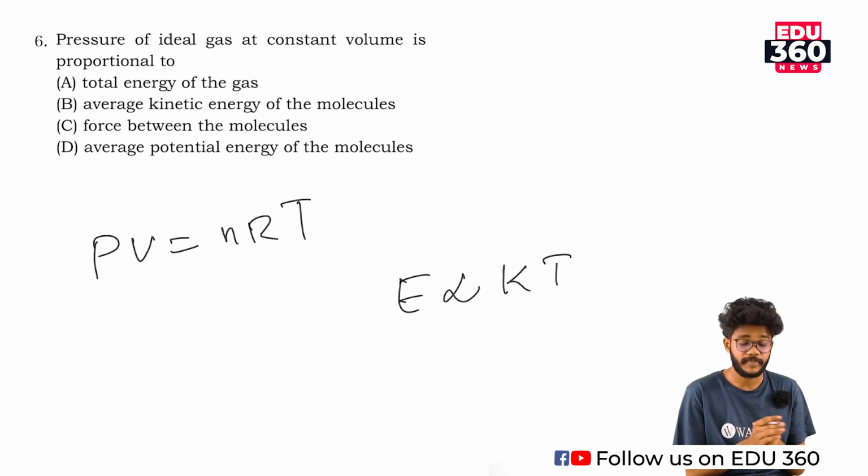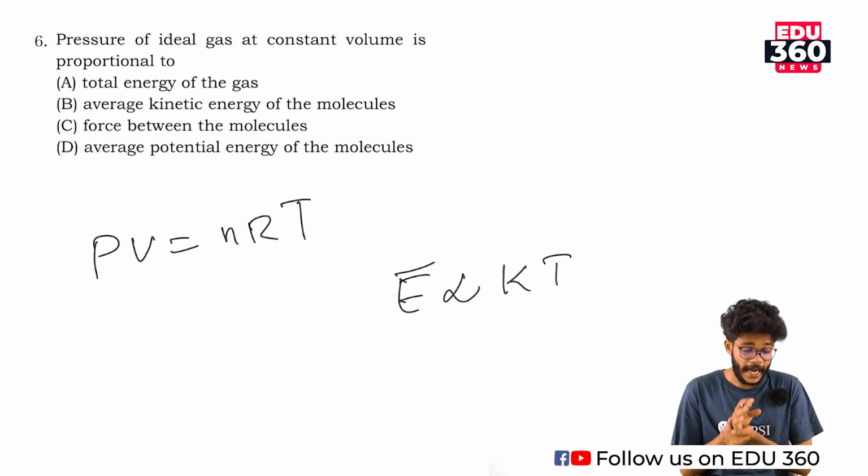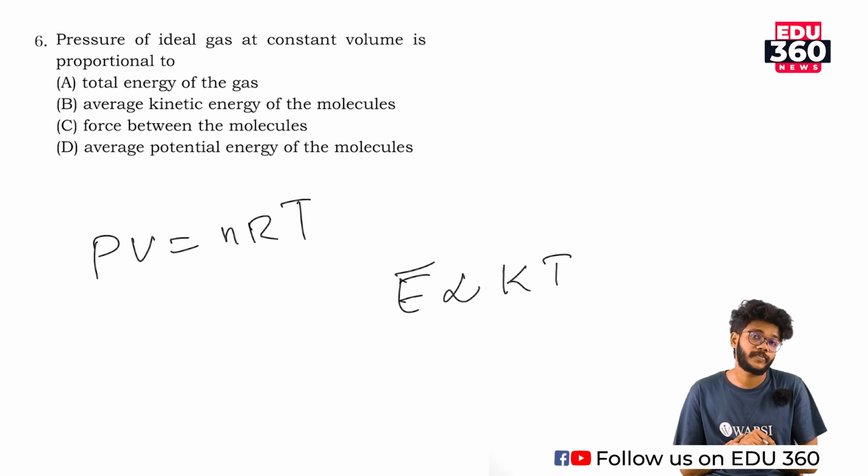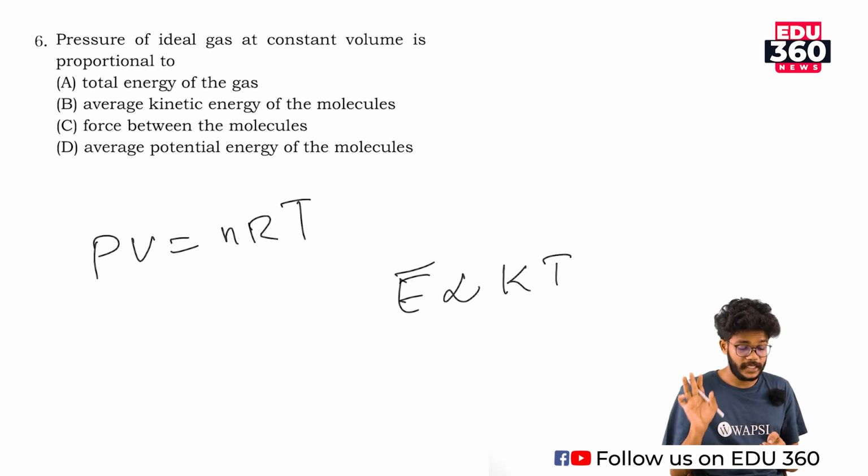So that means the pressure is proportional to energy. Which energy? Average energy. Average energy is proportional to kT. So the average kinetic energy of the molecule is proportional to the pressure. Not only the pressure, the volume is also proportional to average kinetic energy.